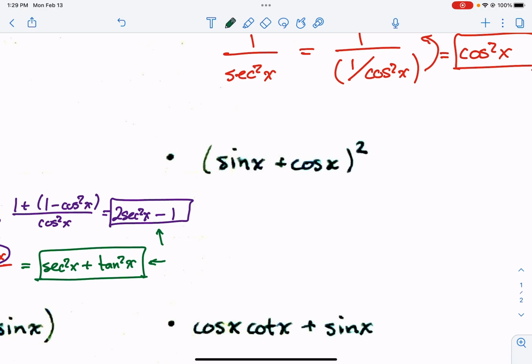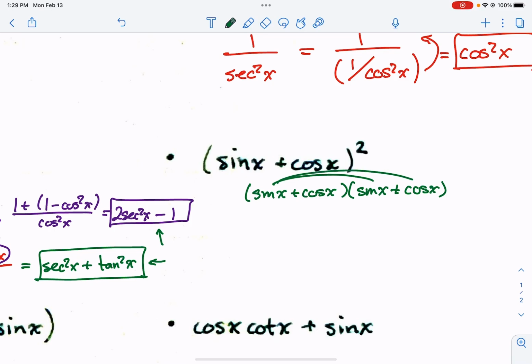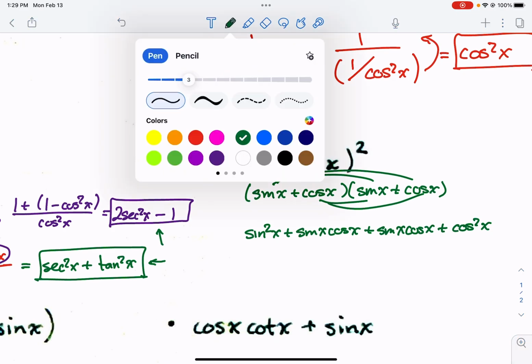Here we have sine of x plus cosine of x all squared. So the first thing you would probably want to do is go ahead and distribute this out. First I'm going to rewrite it so that I can see everything that's supposed to multiply. That's what that squared means. So now I'm going to do my distribution. So I end up with sine squared x plus sine of x cosine of x plus, well, this is going to be another sine of x cosine of x plus cosine squared x. Cool.